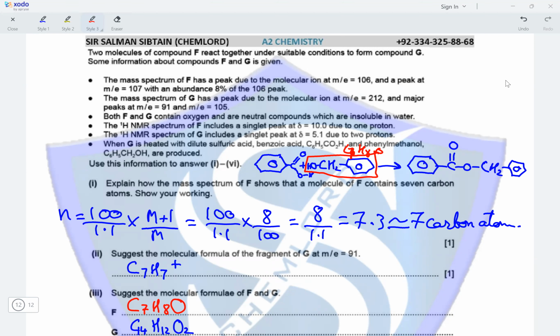That means F has to be an aldehyde, because oxidation of an aldehyde leads to the production of a carboxylic acid, and reduction of the aldehyde leads to the formation of the primary alcohol, when CHO becomes CH2OH. So this is F. Reconstructing the formula for F, it is not C7H8O, it would be C7H6O, because compound F is benzaldehyde.